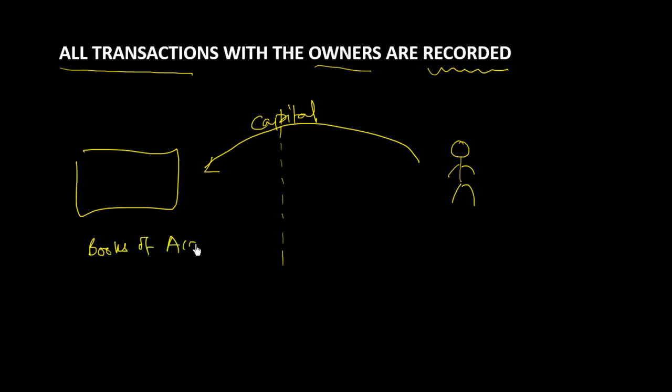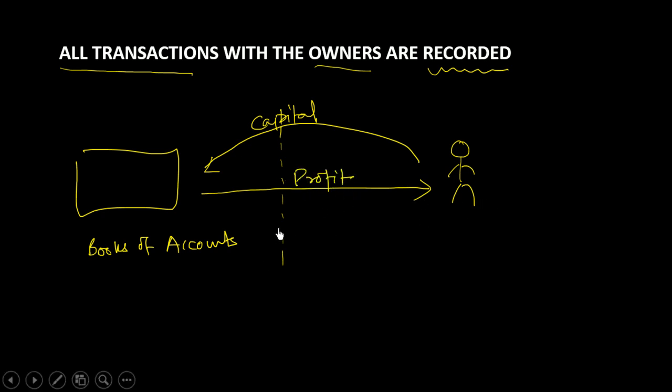Similarly, the business pays the share of profit earned to the owner. This transaction will also be recorded in the books of accounts because as per entity concept, the business and the owner are separate entities. So any transaction with an outsider or a separate person will be recorded in the books of accounts. Now let us see.